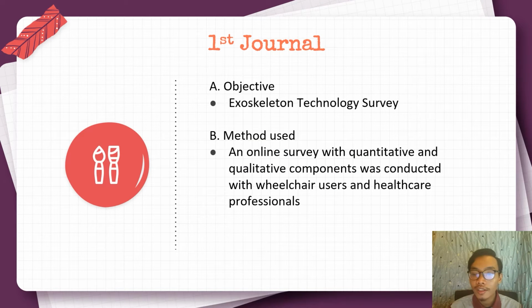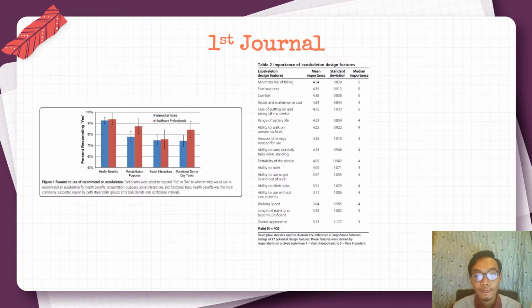The first journal is very important because from it we get to know the requirements and needs for the exoskeleton to be produced in the market, based on what people need. This survey also explains the perspective of wheelchair users and healthcare professionals on the exoskeleton product. This is some of the questionnaire asked in this journal, such as whether they would use or recommend an exoskeleton for health benefits, rehabilitation purposes, social interactions, and functional tasks.